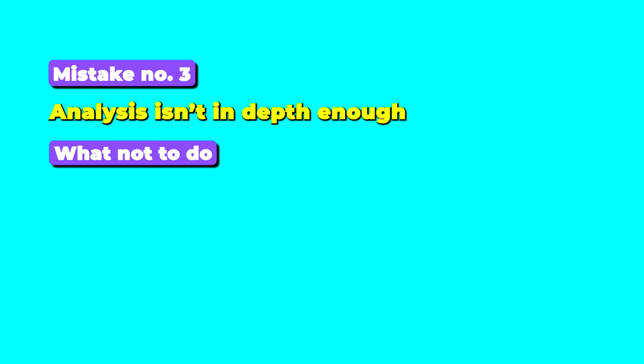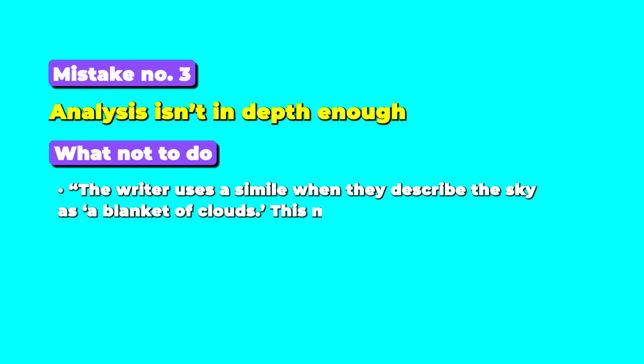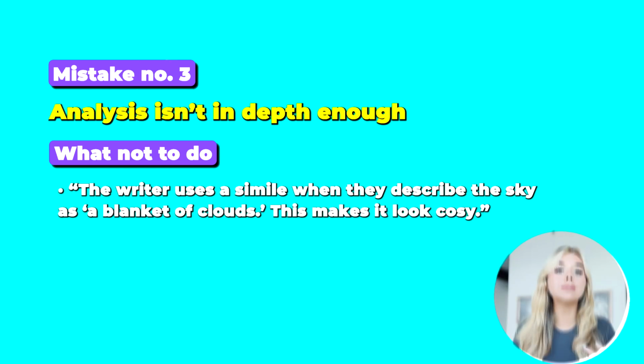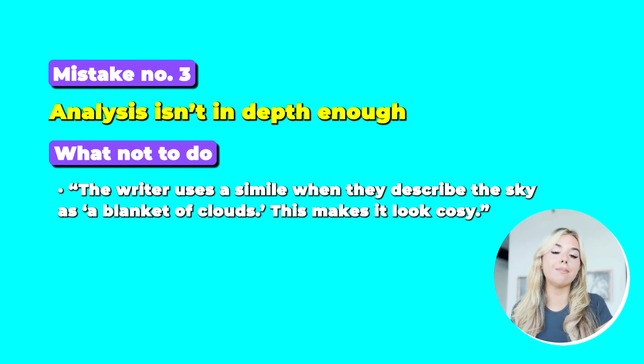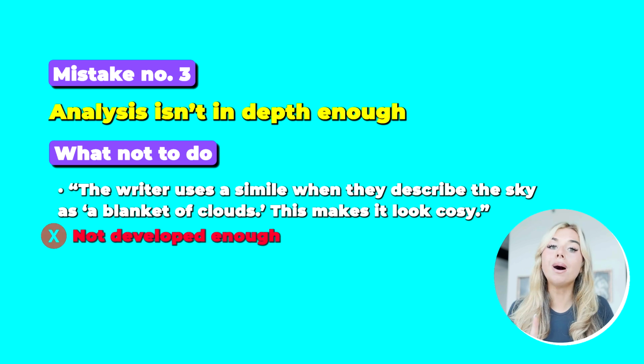And number 3 mistake. One of the biggest reasons students can't get top marks in English language is because their analysis is not in depth enough. So here's what not to do in terms of analysing. The writer uses a simile when they describe the sky as a blanket of clouds. This makes it look cozy. What has been done well here, it says what the impact is. So it says it makes it look cozy, but the mistake is it's not developed enough. We haven't said why and analysed the impact of the simile.